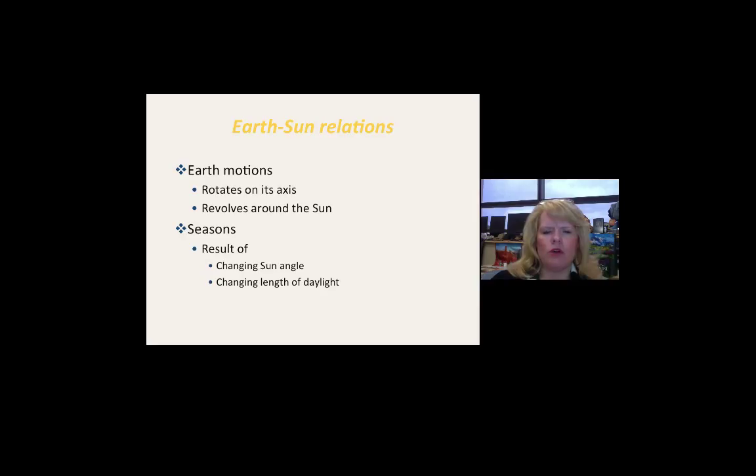Now, the Earth's motions do affect how the sunlight and air masses move. As the Earth revolves around the sun, it rotates on its axis and it produces seasons. So it changes the angle of the sun. If you have a room in your house that receives sunlight on a regular basis, let's say at 5 o'clock in the evening, it might be different during the fall and winter months than it is during the spring and summer months. That changes the total amount of daylight that we have accessible to us.